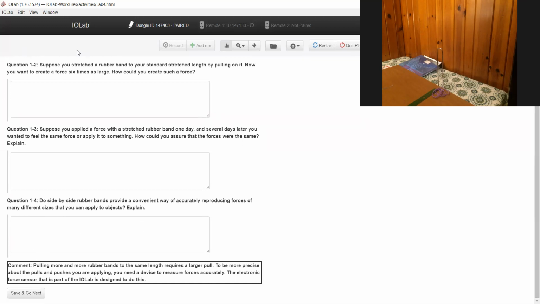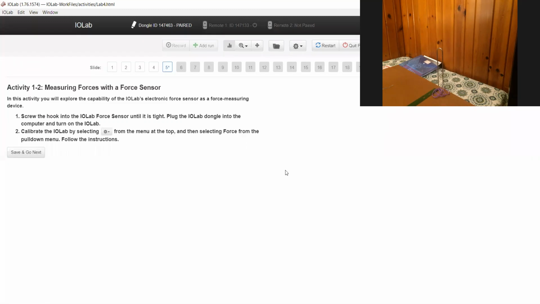Go ahead, write your answers and click on save and go next. Do not forget to click on save and go next after writing the answers. I think now we're going to do the real experiment.